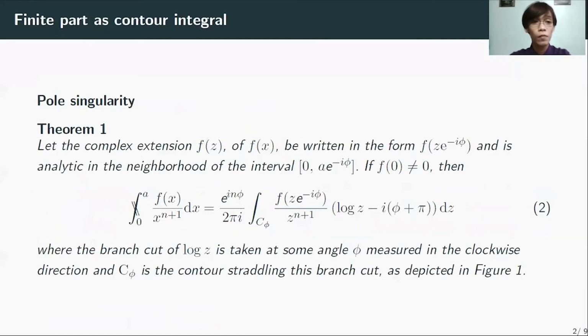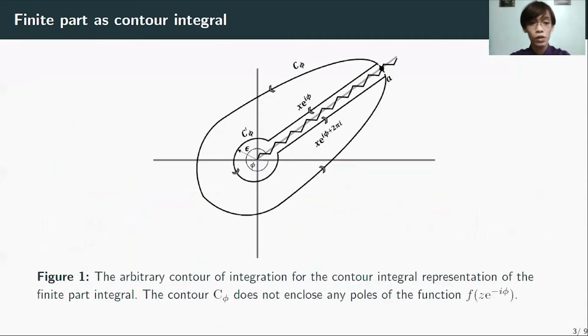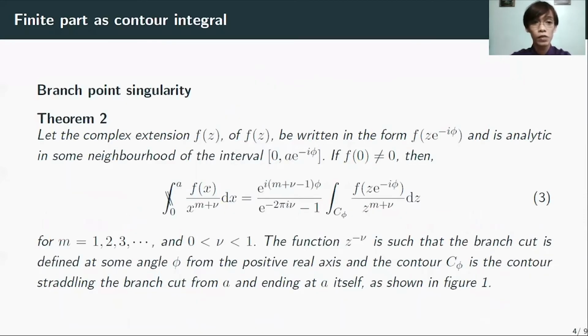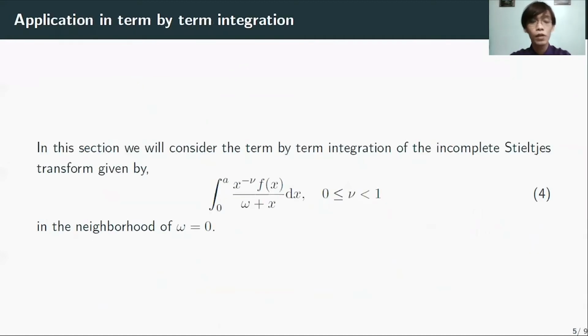So for the case of the pole singularity, we have the following theorem given by equation 2, where Cp is the contour shown in figure 1. On the other hand, for the case of the branch point singularity, we have the following theorem. So now we will apply these contour integral representations in obtaining a finite part integration of the Stieltjes transform given the equation for the neighborhood of small omega.